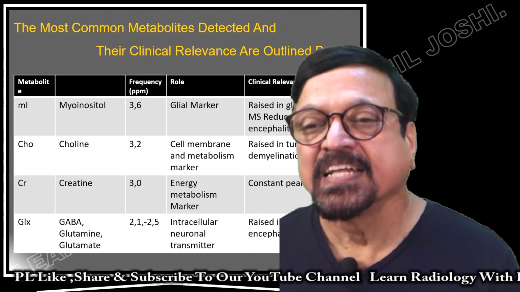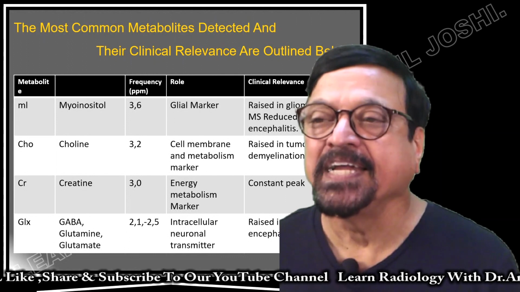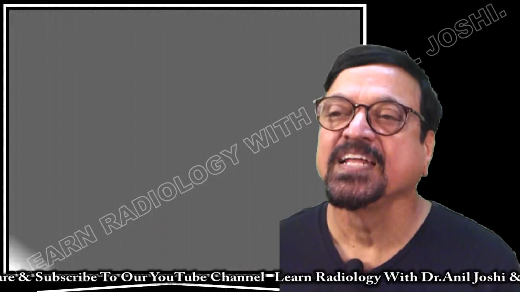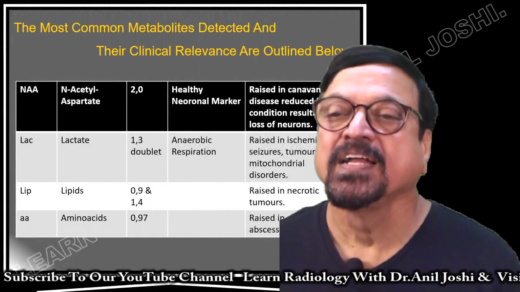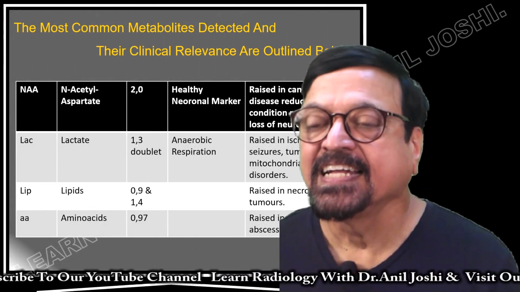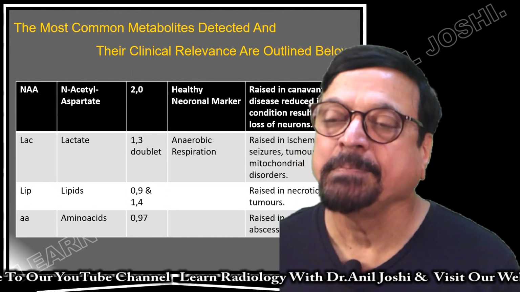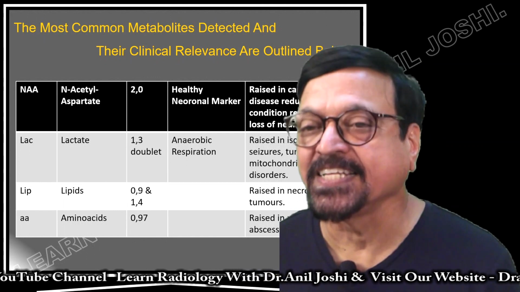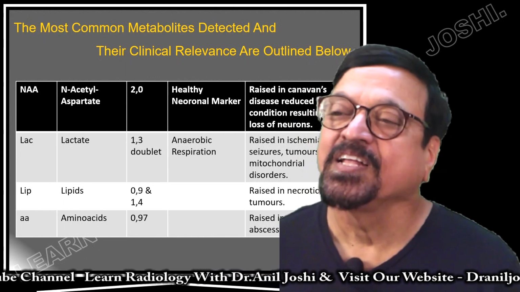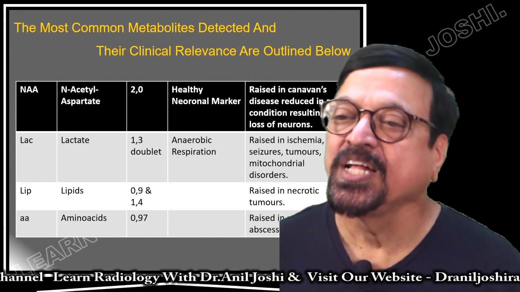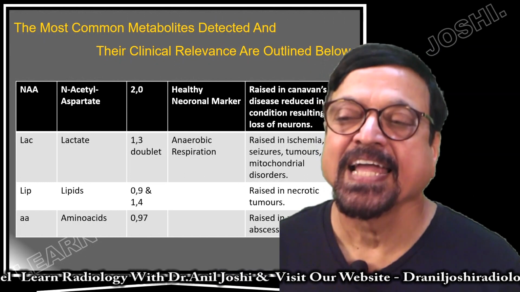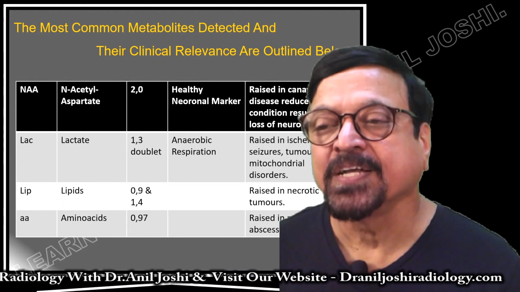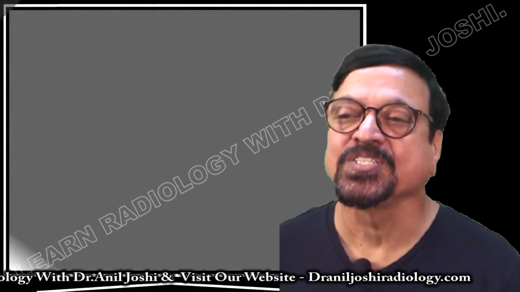Then creatine is a constant peak, and GLX is raised in hepatic encephalopathies. To add a few more: lactate, then its concentration in ppm, where you get it, and lastly in which disease it is raised. Lactate is raised in ischemia, seizures, tumors, and mitochondrial disorders. Lipids are raised in necrotic tumors, and amino acids are raised in pyogenic abscesses.